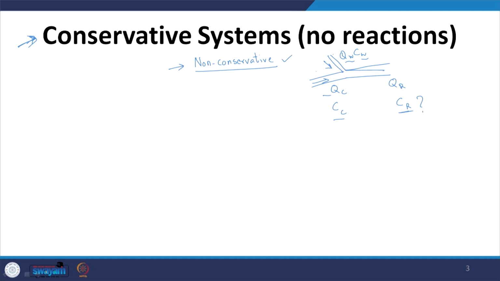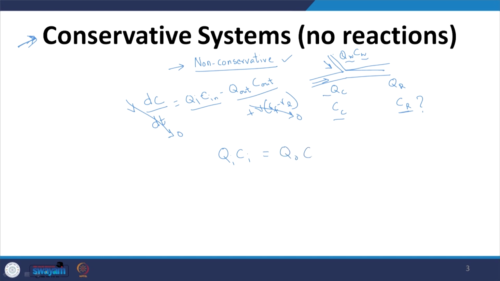Again, mass balance. Let us say here we are assuming steady state. So, what is the fundamental mass balance equation? We have the accumulation term is equal to Qin Cin minus Qout Cout plus volume into rate of formation minus rate of loss. But here we are saying that it is a conservative system. So, this term is 0, and if it is at steady state, this term is also 0. So, what is it that I have? Qin Cin, mass coming in, is equal to the mass going out, right. So, that is just it. Qin Cin is equal to Qout Cout.